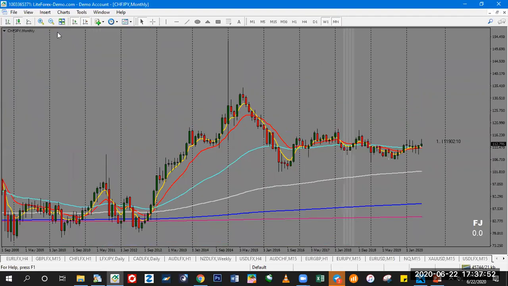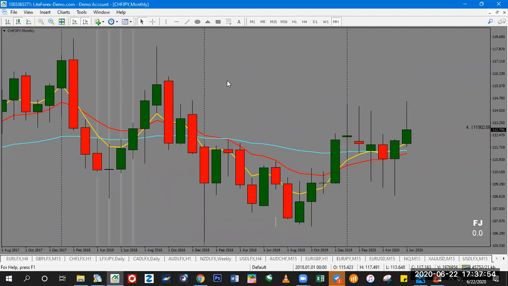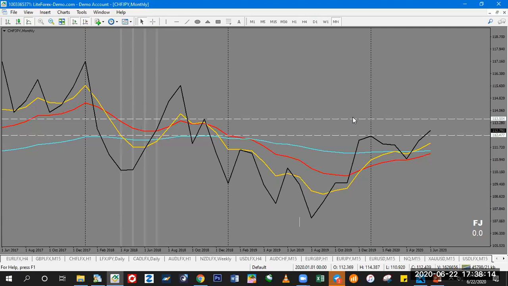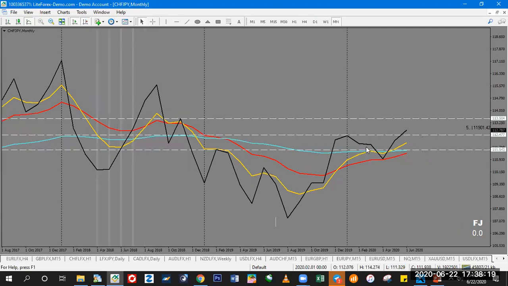I usually use the line chart to plot the support and resistance areas. So at this point, we have this as the previous high, and we have another high up here. So for the monthly, this is the nearest. And for the lows, we have a low right there.